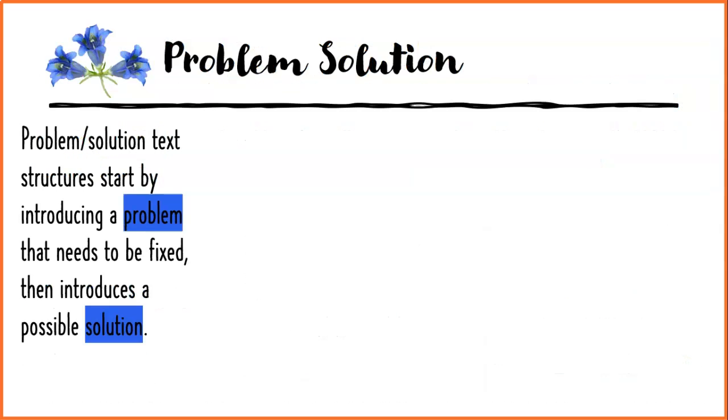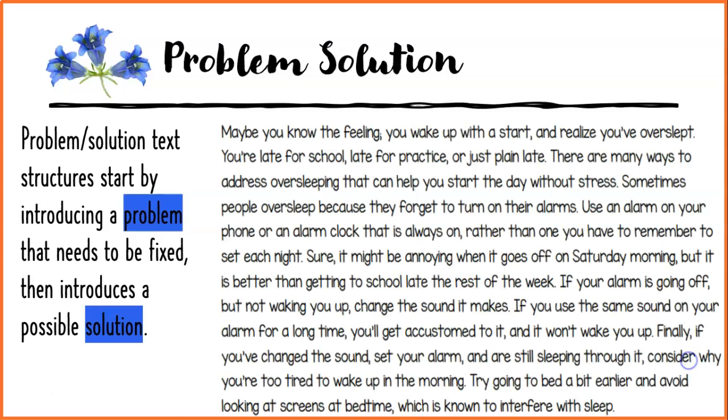Our second text structure is problem solution. Problem solution text structures start by introducing a problem that needs to be fixed and then introducing a possible solution. So here's an example of a problem solution text structure.